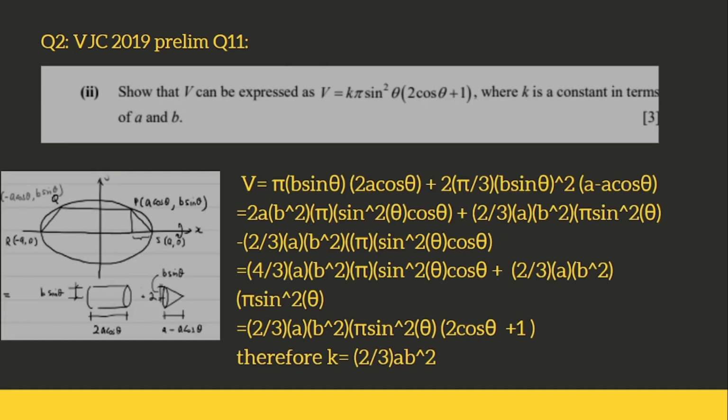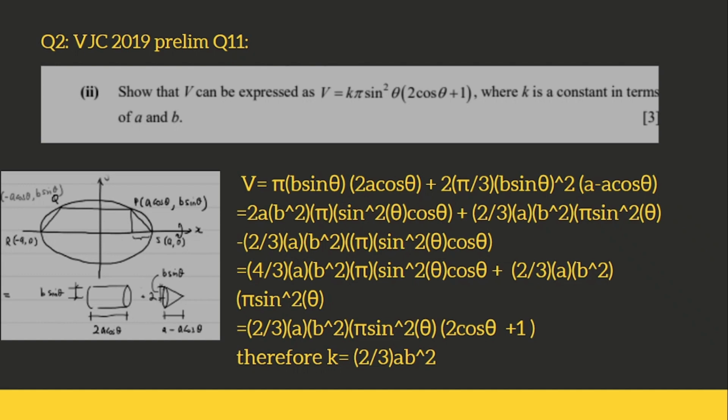Then for part 2, they want you to show that the volume can be expressed as the expression as such. So how we find the volume is that they already say that they have the trapezium, then they take the cone and put it on both sides. So in this case, V will equal to pi b sine theta all squared times 2a cos theta, which is the volume of the cylinder, then plus 2 volumes of the cone, which in this case is pi over 3 times b sine theta all squared times a minus a cos theta.